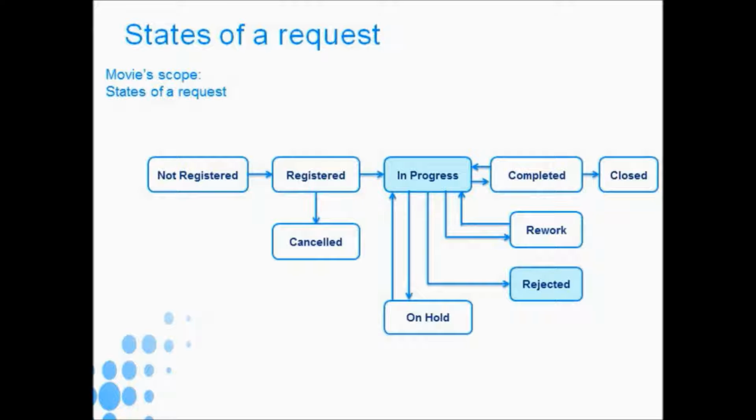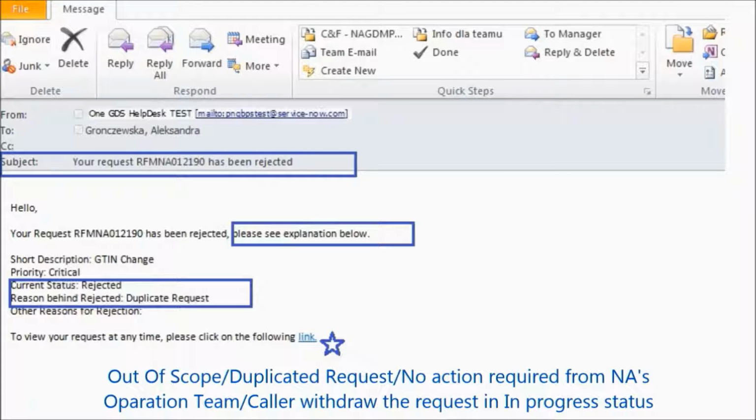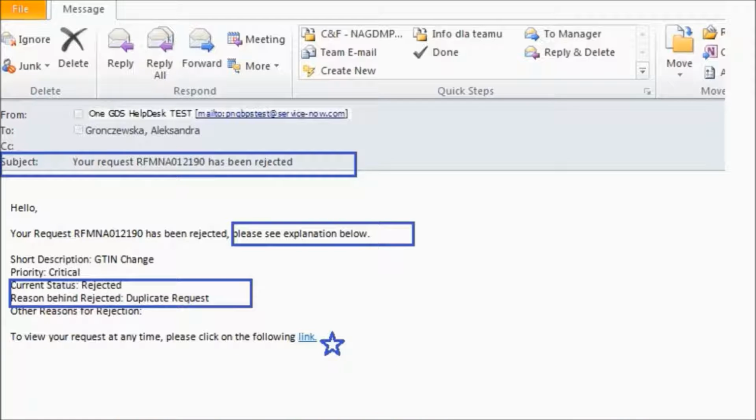There might be a situation when your request will be rejected. It may happen in the following situations. The request is out of scope of NA's operations team. The request is duplicated. No action is required from NA operations team. There is also the situation that we have already discussed. That means that caller asked to cancel a request ticket, but someone was already working on it. Also, an email was left unanswered by caller for 14 days. In case of rejection, please expect the following notification.